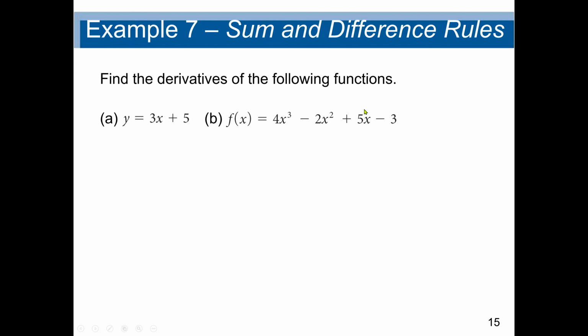And this is the same as the previous question, 3x and 5x. The answer will be 5, because 1 minus 1 is 0, x to the power 0 is 1, and 1 times 5 is 5. So we get 5. The derivative of a constant value is 0. So our answer will be 12x squared minus 4x plus 5.